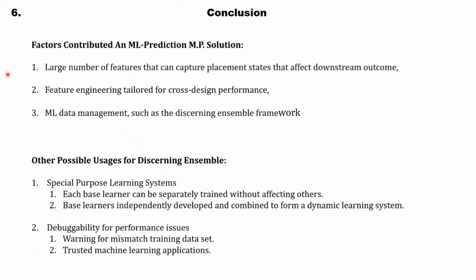In summary, we have demonstrated proper macro placement predictions of QoR for industry IC designs. The key factors that contributed to our success are: 1. A large number of features that can capture placement states that affect downstream outcome, 2. Feature engineering tailored for cross-design performance, and 3. ML data management, such as the discerning ensemble framework.